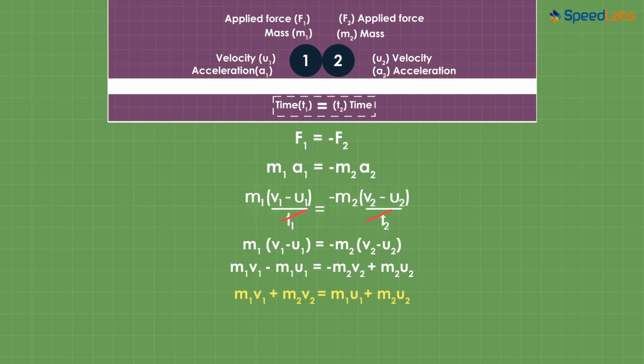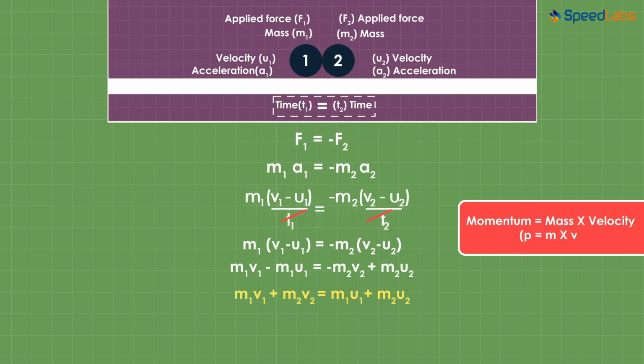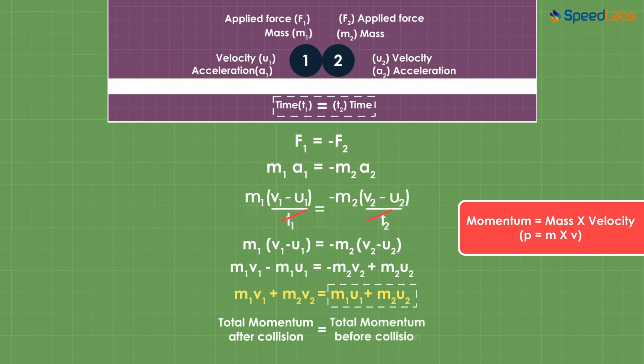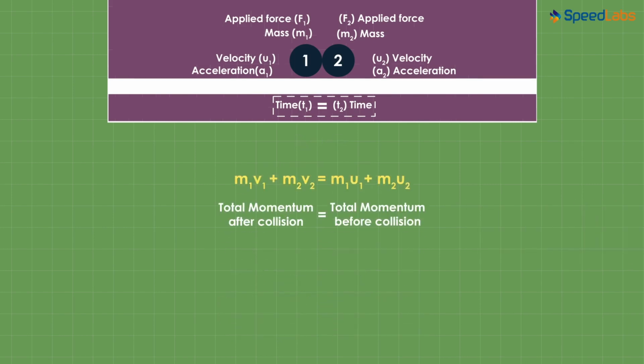Do you remember what momentum is? Momentum is the product of mass of an object and its velocity. So what we have on the left is the total momentum of the objects after the collision. And on the right, we have the total momentum of the objects before the collision. This is called the law of conservation of momentum.